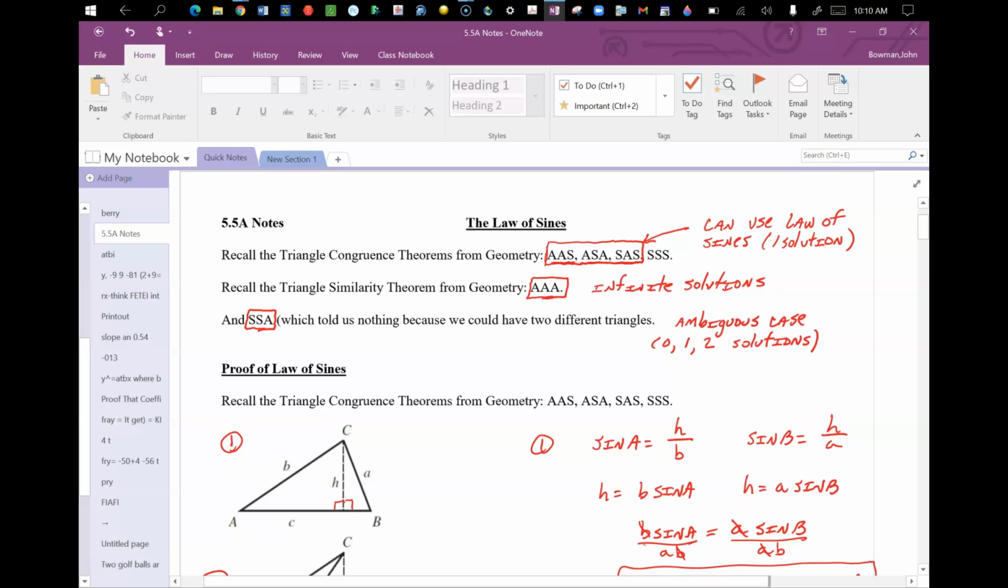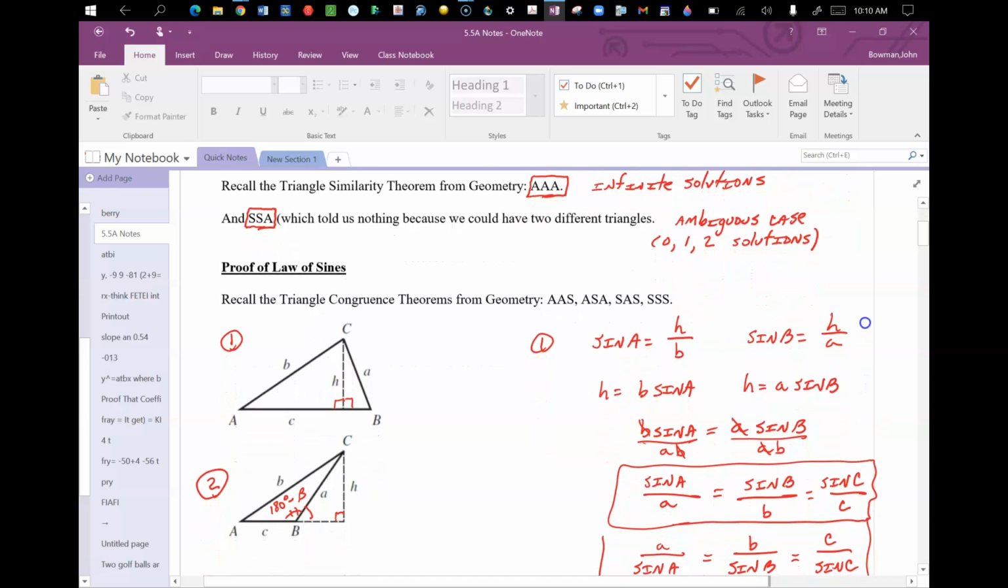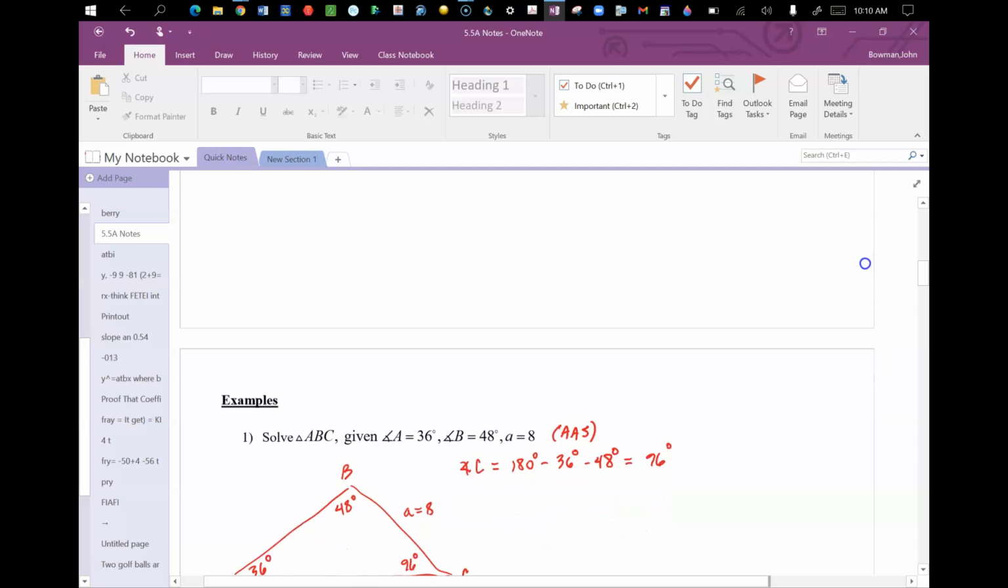What you want to watch out for is when you have side, side, side, you can't use the law of sines. Or if you have side, side, angle, you can use the law of sines, but you might have no solutions, one solution, or two solutions.